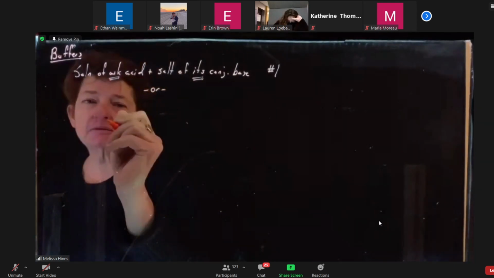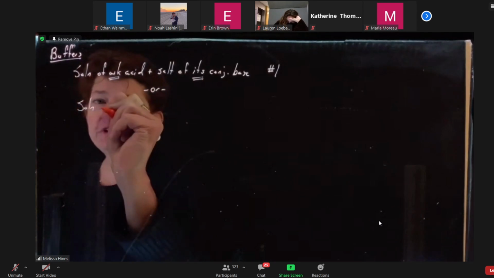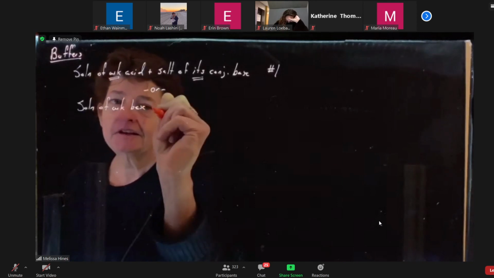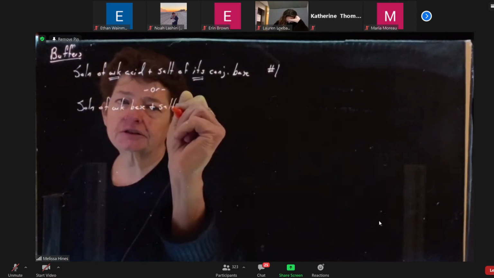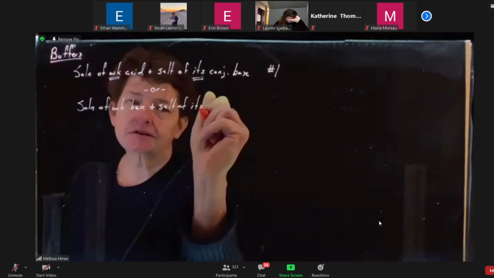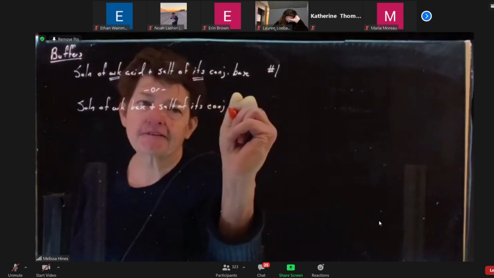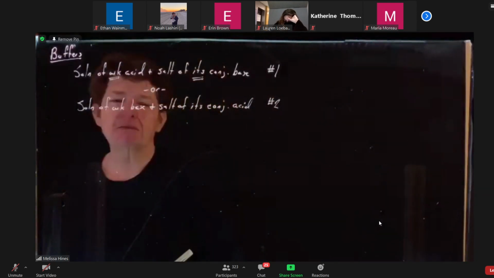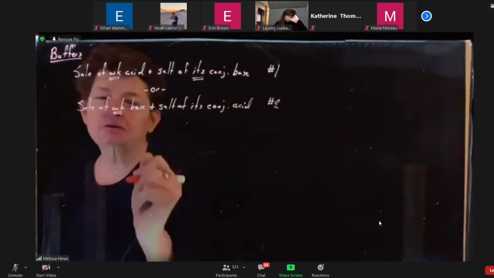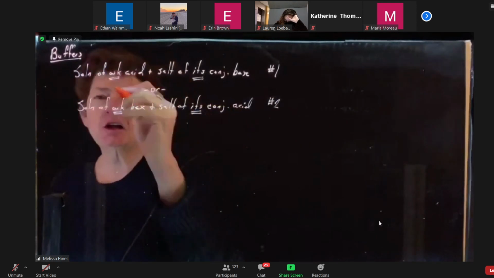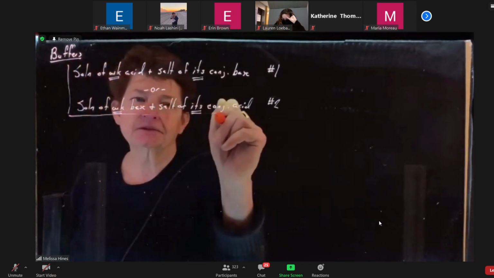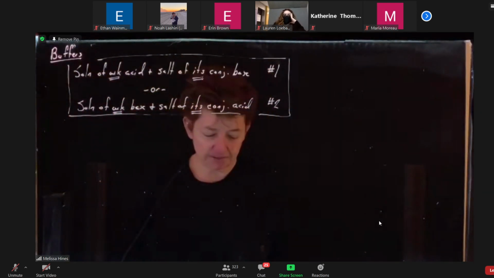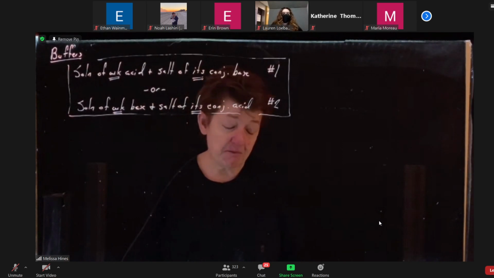Or you could make it by taking a solution of a weak base, and you take the salt of its conjugate acid. And so this is the second way we're going to be able to make a buffer. And again, this absolutely must be a weak base and the salt of its conjugate acid. Okay, so that's how we are going to make a buffer.